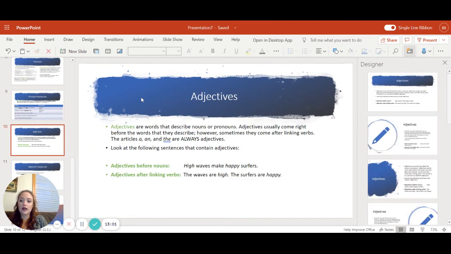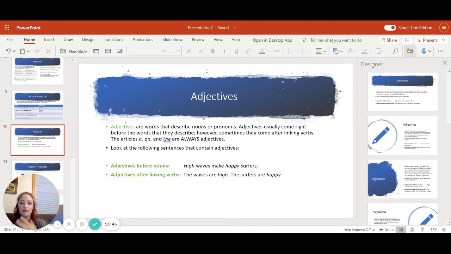All right, so the fourth or last one we're going to talk about today, parts of speech, is an adjective. So adjectives are words that describe nouns or pronouns. So now that you know what nouns and pronouns are, we can easily figure out the describing words for those. So adjectives usually come right before the words that they describe. However, sometimes they come after linking verbs. The articles a, an, and the are always adjectives. So you always categorize any article, those three, a, an, and the are articles, and they're always adjectives. Okay? So look at the following sentences that contain adjectives.